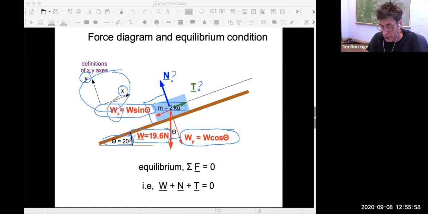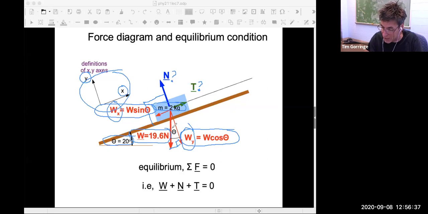So WX and WY are my two components of the weight that together make the full weight, acting along the incline and perpendicular to the incline. W sine theta and W cosine theta are the opposite and adjacent sides of a triangle with the weight as the hypotenuse. And that triangle is indicated here. And this angle here, theta, is the same as the angle of the incline, theta.